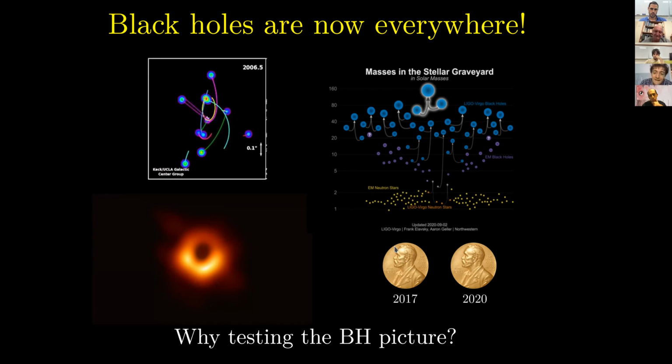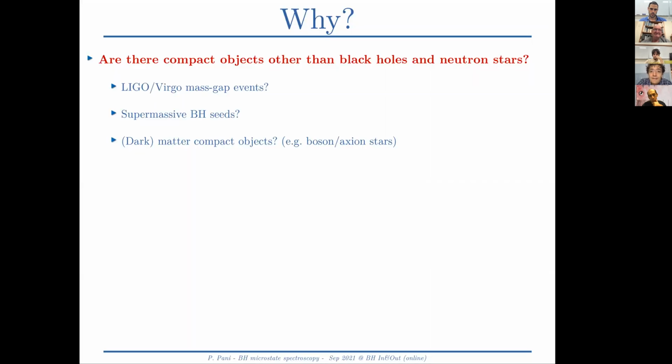So the question is, why test the black hole picture, since it has been so well probed already? In fact, there are many motivations to do that, and I list just a few here. One is the fact that there might be other species of compact objects other than black holes and neutron stars in the universe. For example, the surprising mass gap events, both in the lower mass gap and in the upper mass gap, that LIGO Virgo detected recently, might be explained with some alternative to black holes and neutron stars.